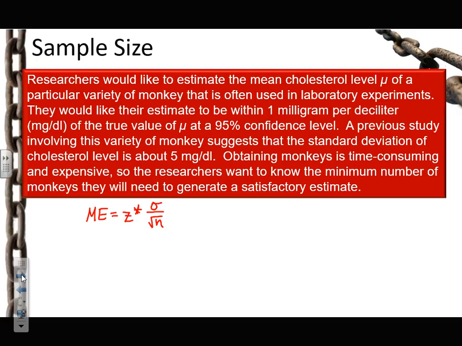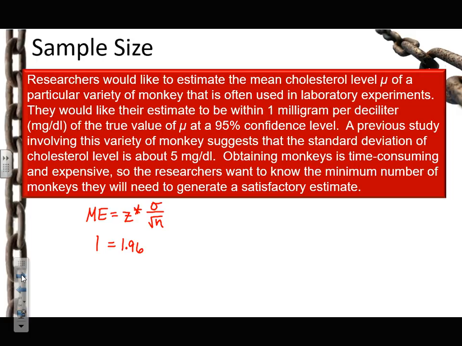1, right? 1 milligram per deciliter. So margin of error is going to be 1. Z star, if we want a 95% confidence level, Z star would be 1.96. That should be one you still have memorized. If you don't have that memorized, where would you get it from? Inverse norm. You either have to go to the normal distribution table and look it up and find the Z-score, or you can use your inverse norm function on your calculator.